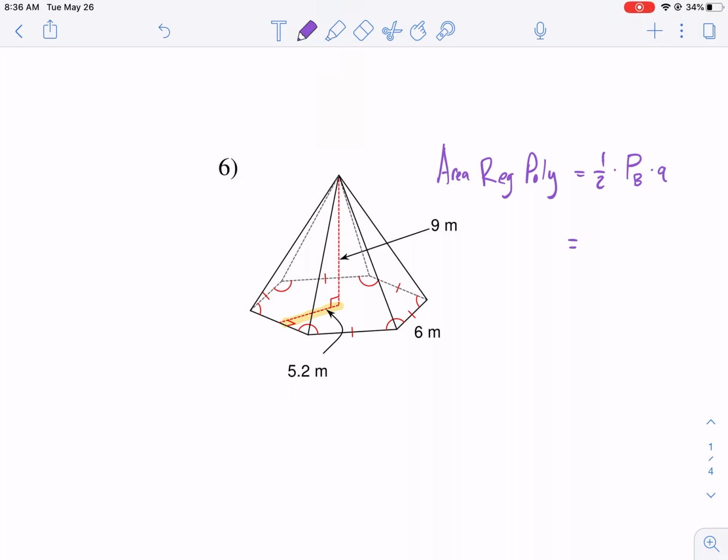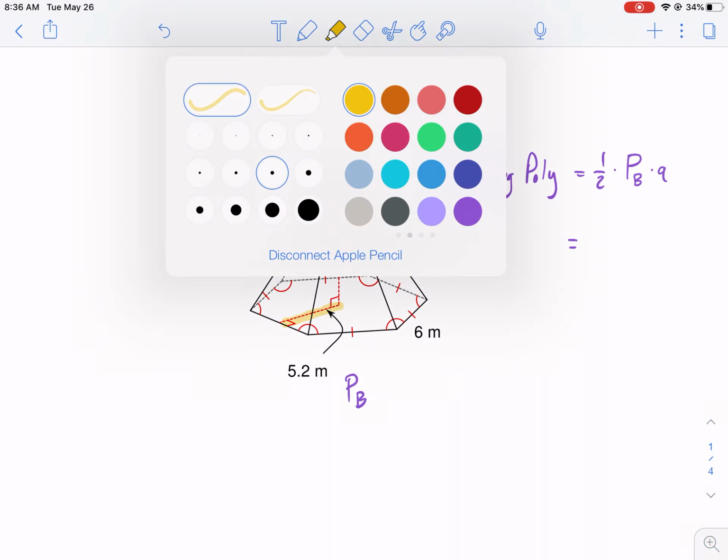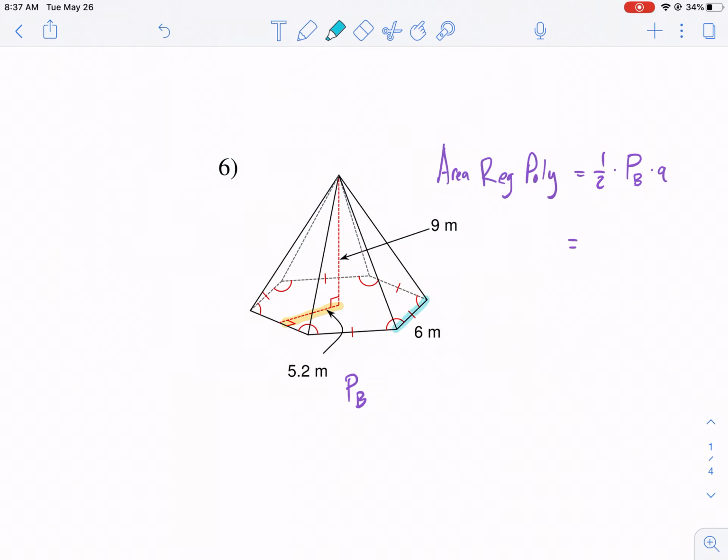So let's go ahead and do this problem. First, let's find the perimeter of the base. Since this side is 6 and there are 6 sides, we can do 6 times 6, so we get 36 for our perimeter. 1/2 times our perimeter, 36, times the apothem, which is 5.2. So we have 36 times 5.2 divided by 2, or times 1/2. I got 93.6 meters cubed.